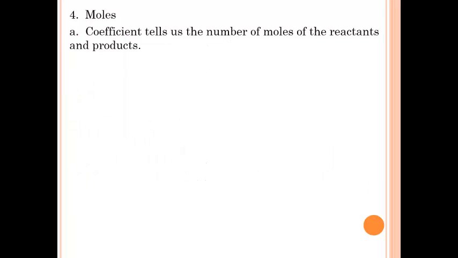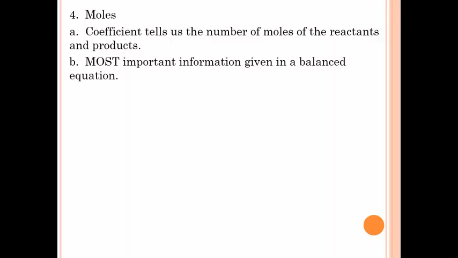Now we can also interpret this for moles. I know with the flipping of the slide the equation isn't there anymore, but we're still using N2 plus 3H2 produces 2NH3. In moles, the coefficient, the number out in front, tells us the number of moles of each reactant that we need. And this is going to be the most important information given to us in our balanced equation. I can't stress that enough, how important this is.